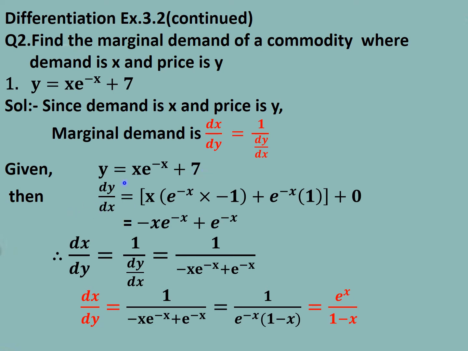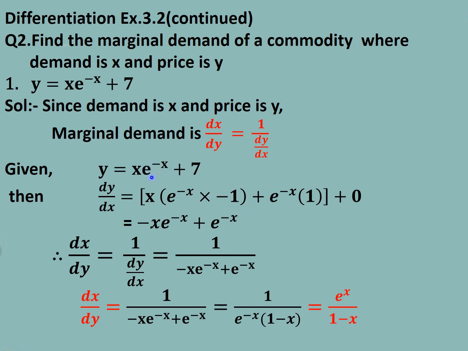Then dy by dx, that is derivative of y with respect to x, is, see the first function, this is the product of x and e raised to minus x. So we have to apply the UV rule or product rule. That means first function into derivative of second. This bracket part is the derivative of e raised to minus x, because we know the derivative of e raised to x is e raised to x itself. But here in place of x we have minus x. So we need to multiply the derivative of minus x again. So it will be minus 1.